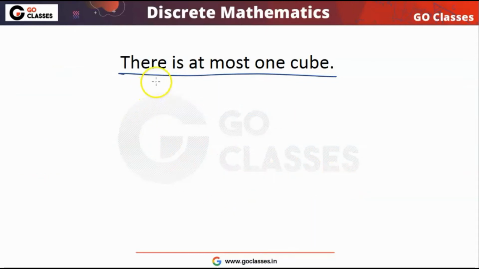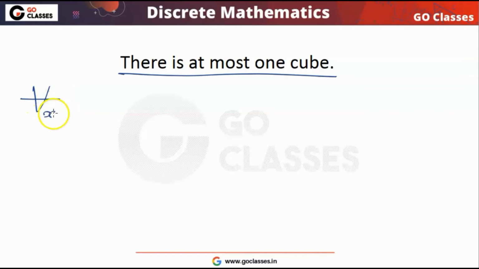What is the other method? There is at most 1 cube. What does it mean? It means that for all x, for all y, if they are cubes, then they are the same. This is the very simple method. There is at most one cube. It means that if there are two cubes, then they are definitely the same.